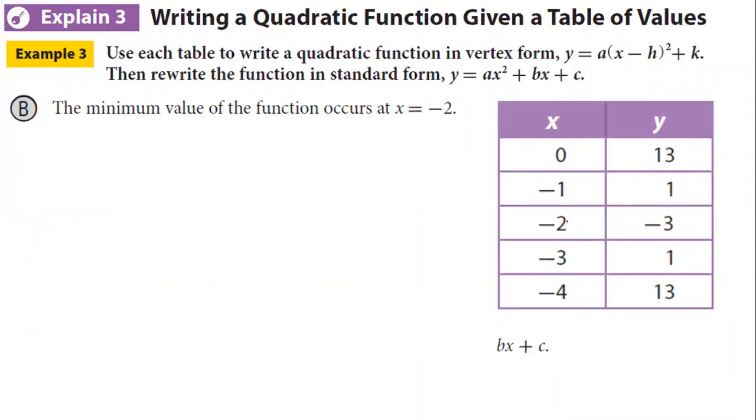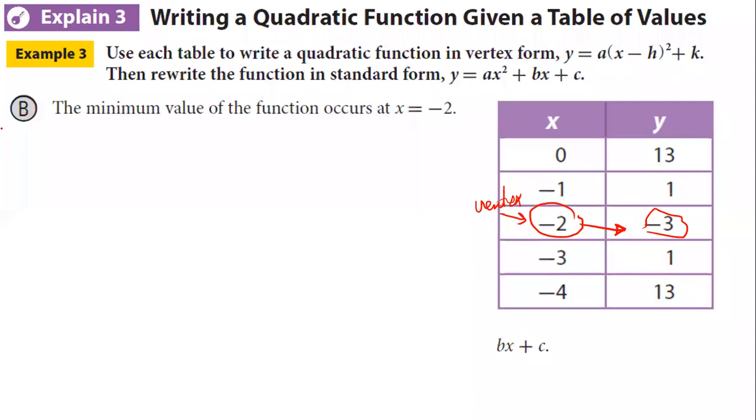The given: the minimum value of the function occurs at x equals -2. So at x equals -2, he will give you a minimum value. This is the minimum value. So what does it mean? This is the vertex, H and K.